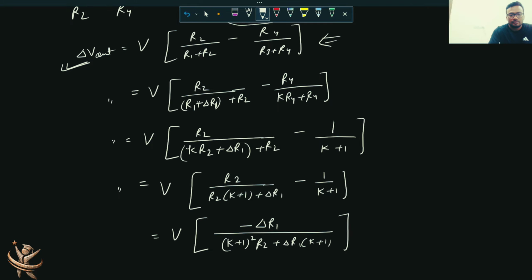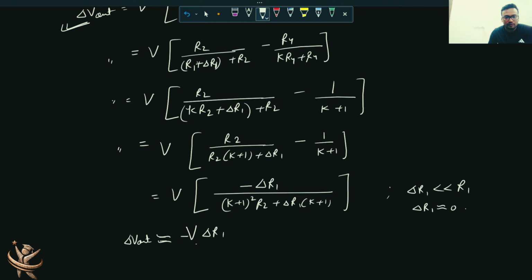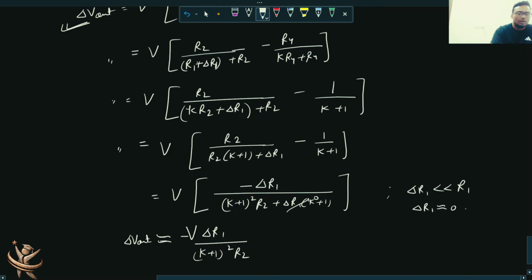delta R1. Now I'm assuming one thing here, that this delta R1 is very small as compared to R1. Basically, you can take this delta R1 close to 0. I'm talking about those changes which are happening at the second or third place of the decimal. So this delta V out will tend to minus V delta R1, and in the denominator this thing you can take as almost 0. So it is K plus 1 whole square into R2.